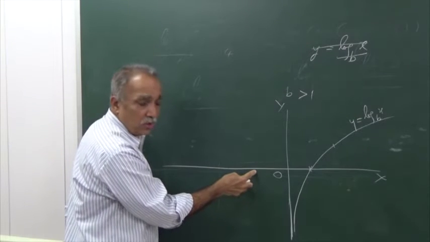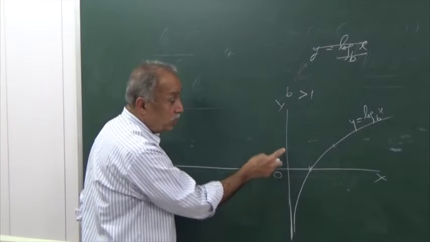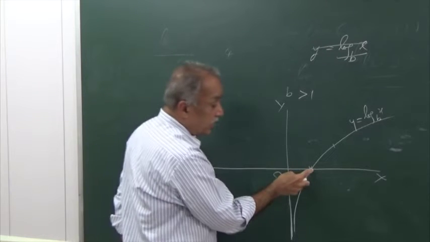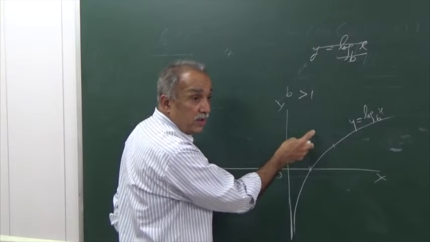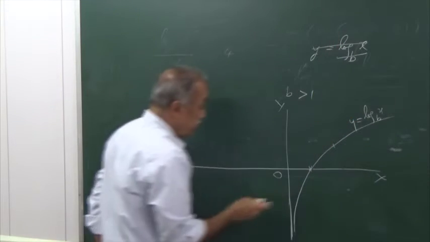For x equal to minus 1, 2 power minus 1 is half. X equal to 0, 2 power 0 is 1. X equal to 1, 2 power 1 equal to 2. Then 4, then 8, it increases.